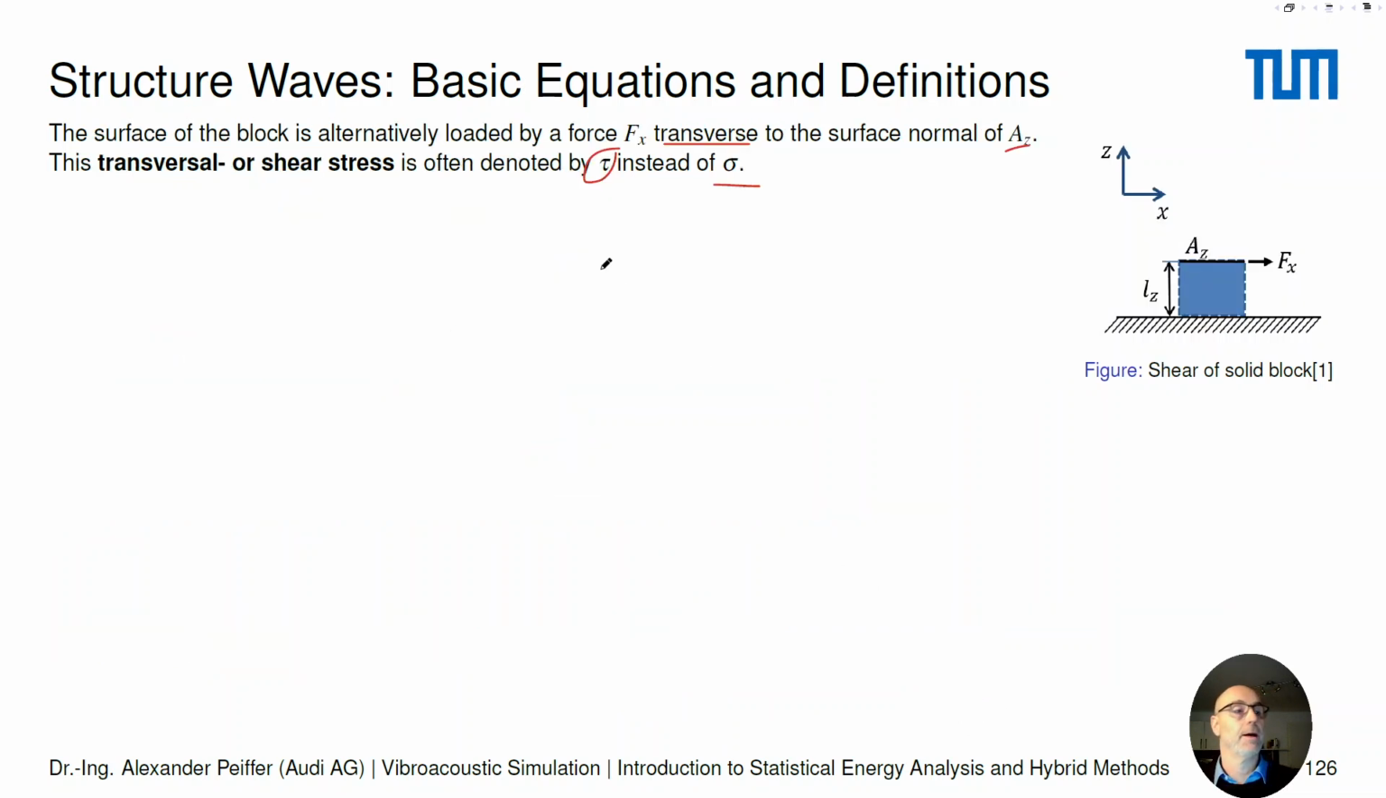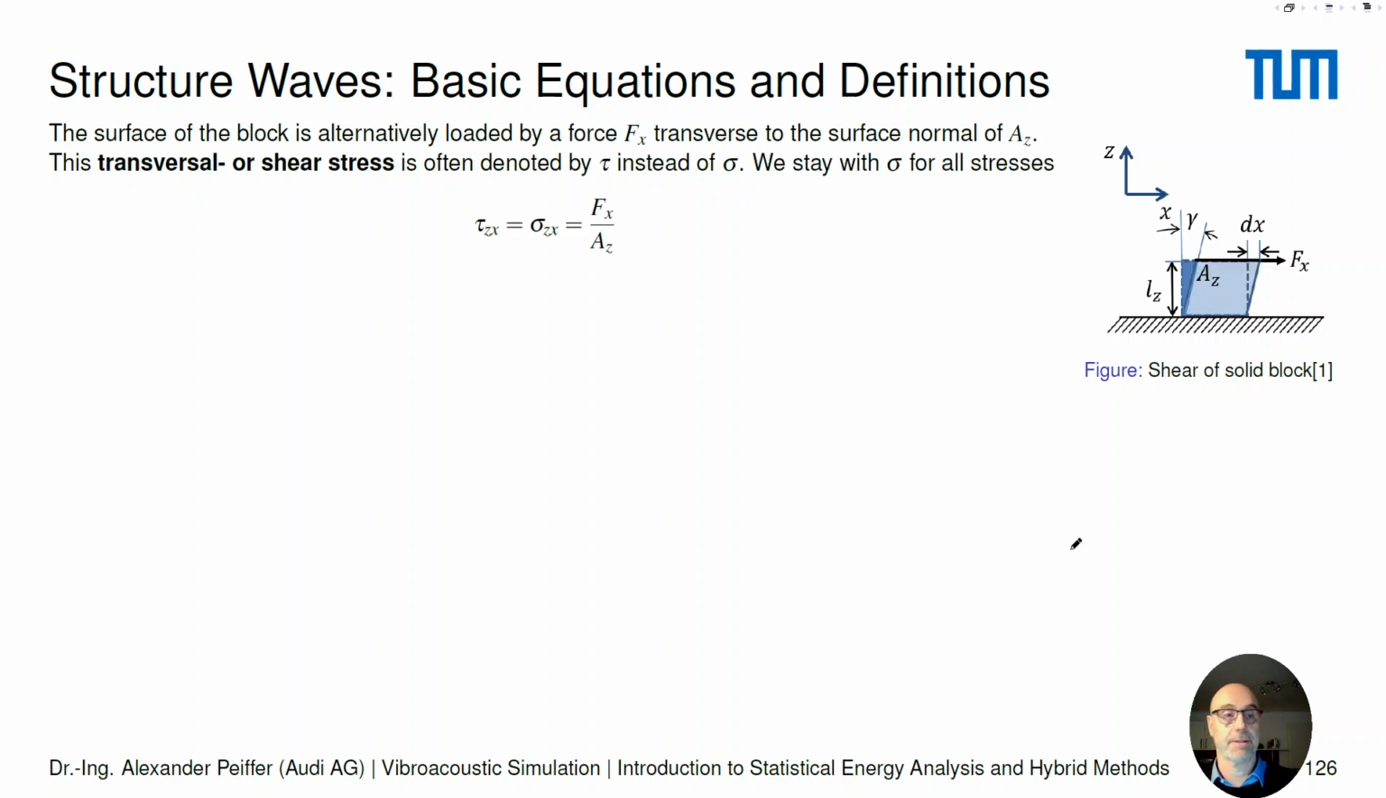Good. There are other stresses possible. We could apply a force that is pulling in transverse direction, so here in x direction, on a surface with normal vector in z direction. This is what we call transverse or shear stress. This is often denoted by the symbol tau, but we can also stay with sigma, as given here. Good.